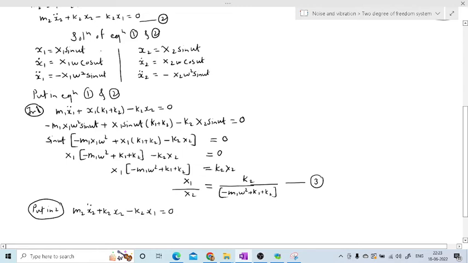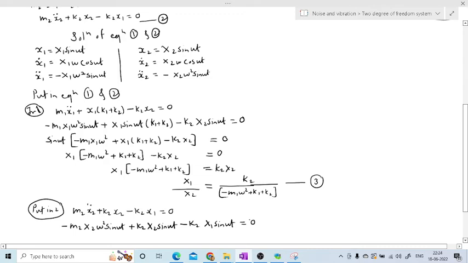See, here we have in the solution x1, x2 and x2 double dot. So I will write m2. What is the value of x2 double dot? Minus x2 omega square sine omega t. See here, minus x2 omega square sine omega t. Now put the value of x2 here, plus k2. x2 value is x2 sine omega t, minus k2. What is the value of x1? x1 sine omega t equal to 0.